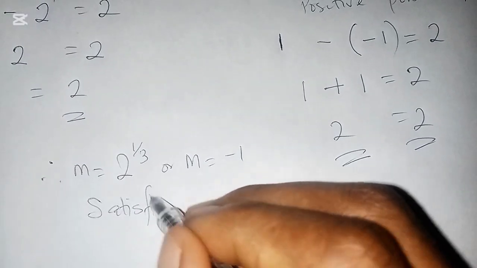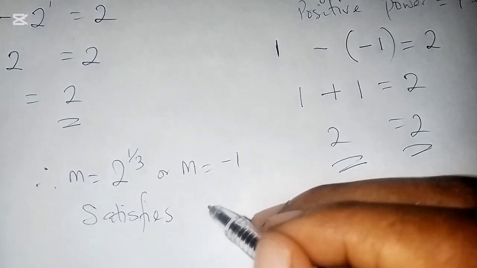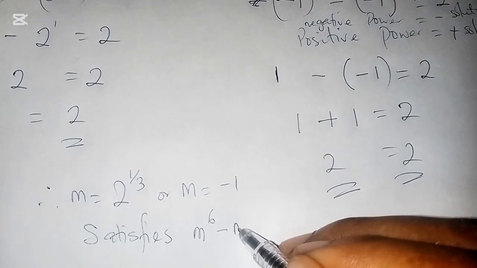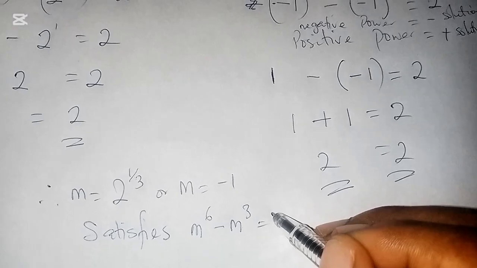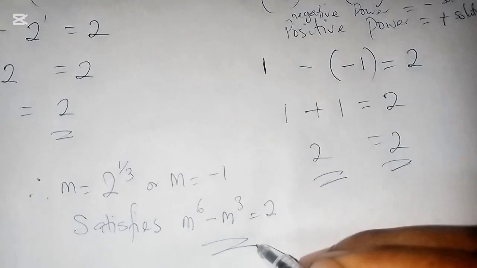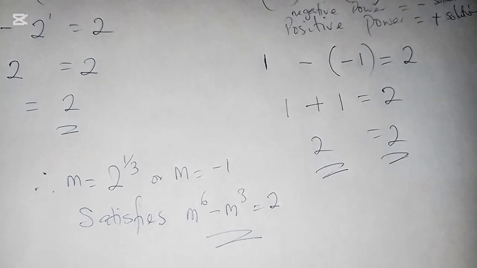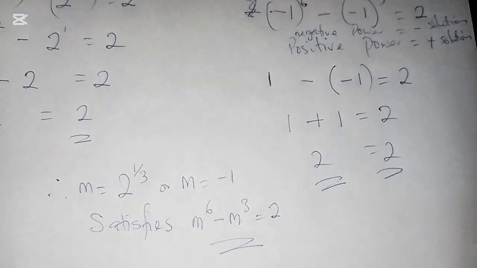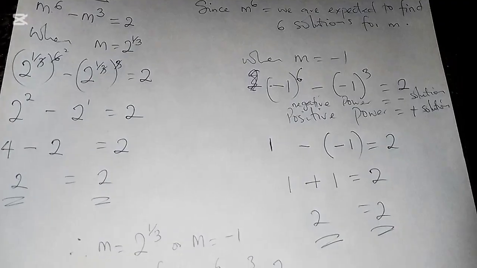So we can now see that when m is -1, and when m is 2 to the power of 1 over 3, both satisfy the equation m to the power of 6 minus m to the power of 3 equals 2.